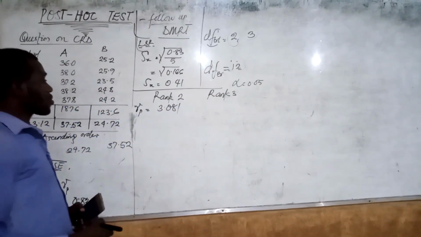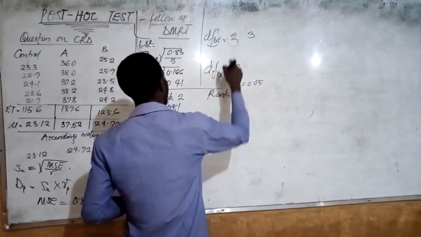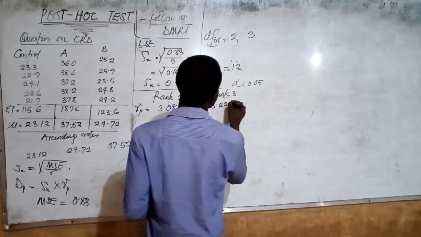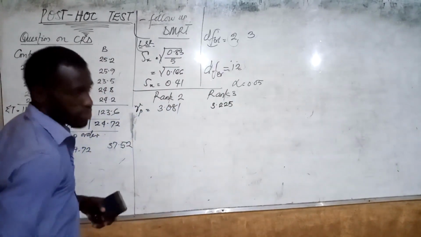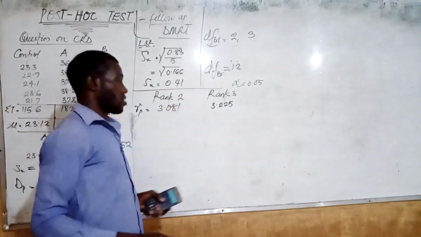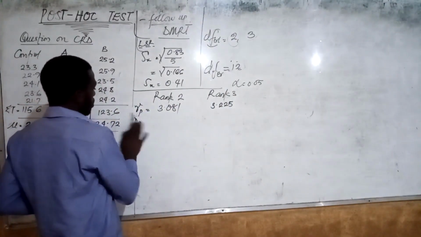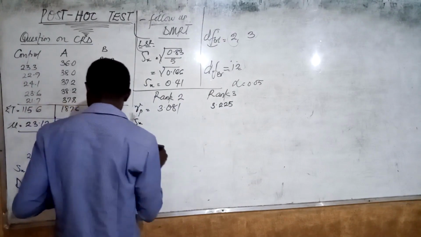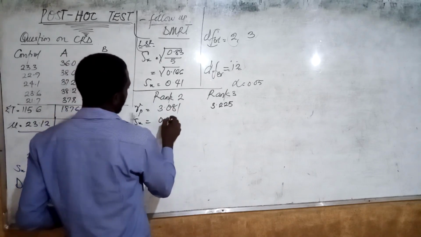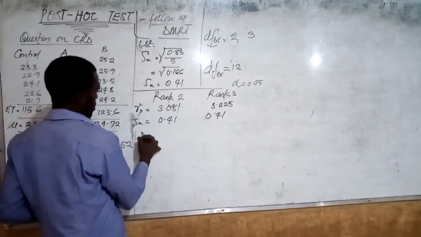Alright. Then for rank 3, we checked for 12 under 3, and we had 3.225. Take note of this probability value, 95%. You must always check. Then we now get our DP value. Let's put our SX value under each. Our SX value was 0.41 and 0.41. So we're going to multiply to get our DP values.